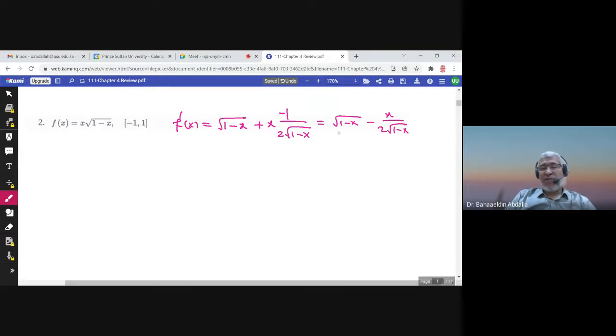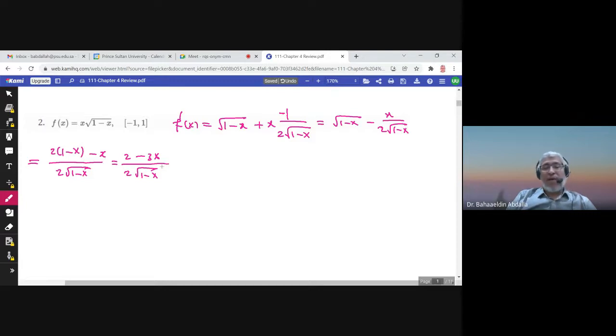To find the zeros of f prime and the critical numbers, I will add these two terms using addition of two fractions. So this is the denominator, and then 2 square root of 1 minus x times square root of 1 minus x, minus x. So I have 2 minus 2x minus x. So this is minus 3x. So this is f prime, the first derivative.